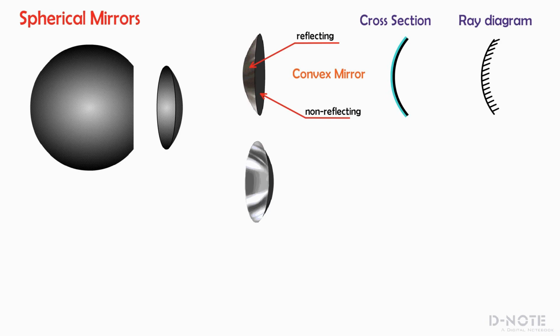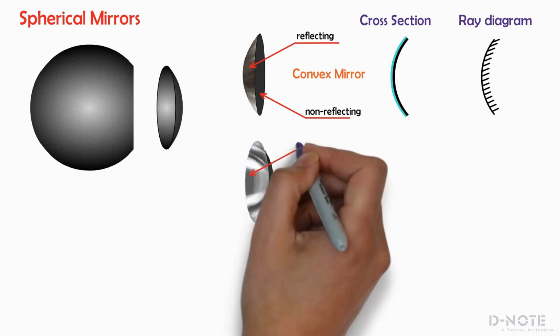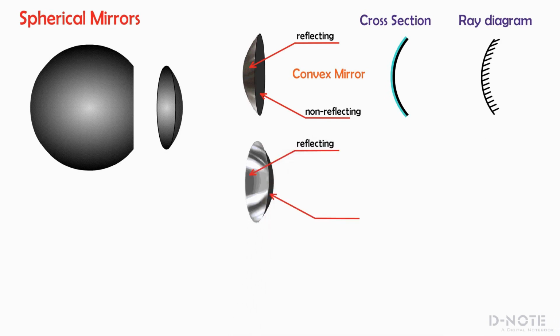If the same section, of which the inner surface is made reflecting and the outer surface is made non-reflecting as shown, then we call it a concave mirror. The cross-section of the concave mirror is as shown here. In ray diagrams, this will be represented as shown.